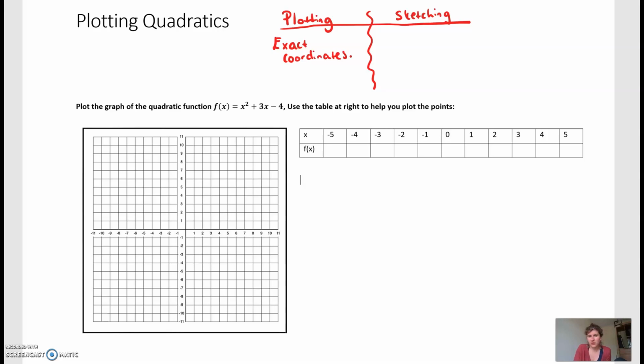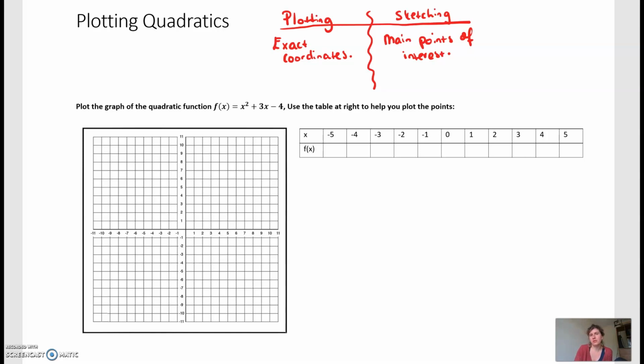You might plot a set of coordinates. You're probably not going to plot all coordinates because remember a lot of our functions have infinite domains, so you're not going to plot all of them. But you're definitely looking at plotting exact coordinates or exact points. Now, when you're sketching, you can sketch a graph by just using the main points of interest. As long as those are correct, all of the individual points don't all have to be perfect, as long as you've got the main shape of what you're looking at.